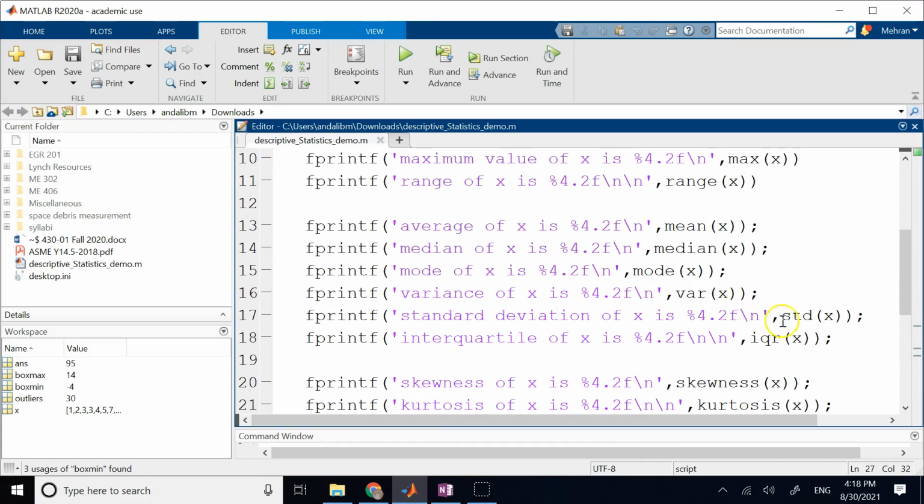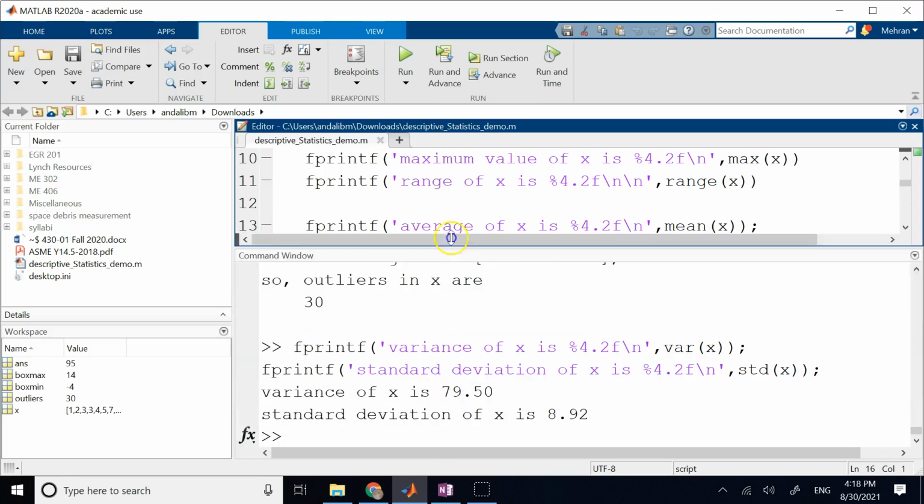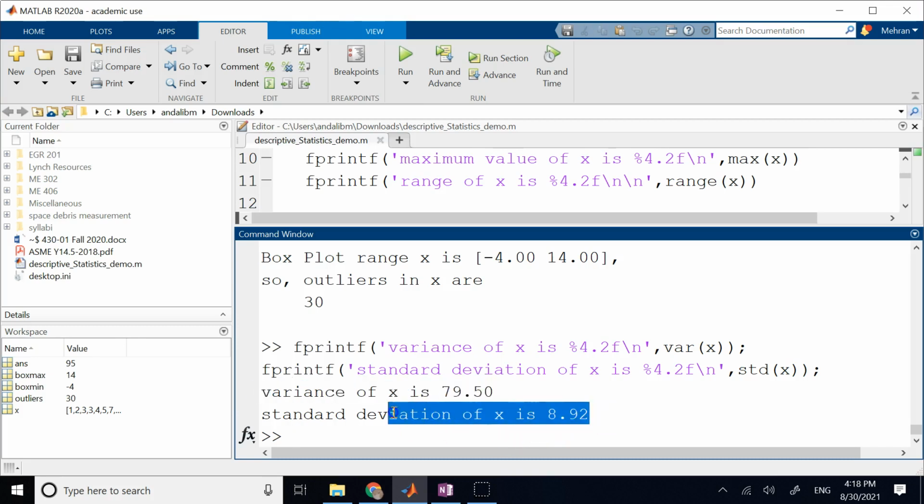So let me show you. That's this guy here. And the command var is going to give you the variance, right? So here, all I need is to provide those commands and the vector x, and it will give me a variance here, and it will give me the square root of that variance, which is the standard deviation.